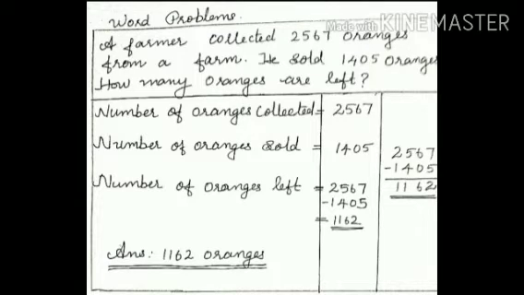So the word problem: a farmer collected 2,567 oranges from a farm. He sold 1,405 oranges. How many oranges are left? For that, the answer is 1,162 oranges left. I think all have understood how to solve the word problem and how to subtract.